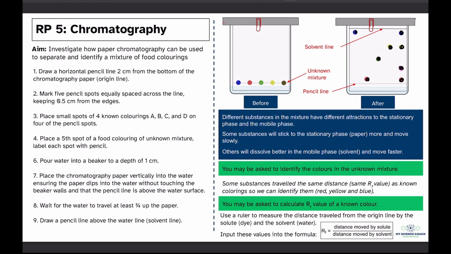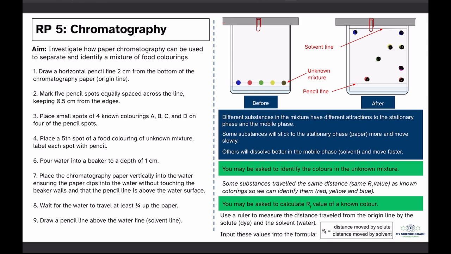You then just let the water move up the paper until you get to about 3/4, until you're starting to get to the top of the paper. Let the water move up it. What will happen is the water will dissolve these different dyes into it, and as it travels up the paper, those dyes will move with the solvent. We'll explain the results in a little bit, but that's what's going on.